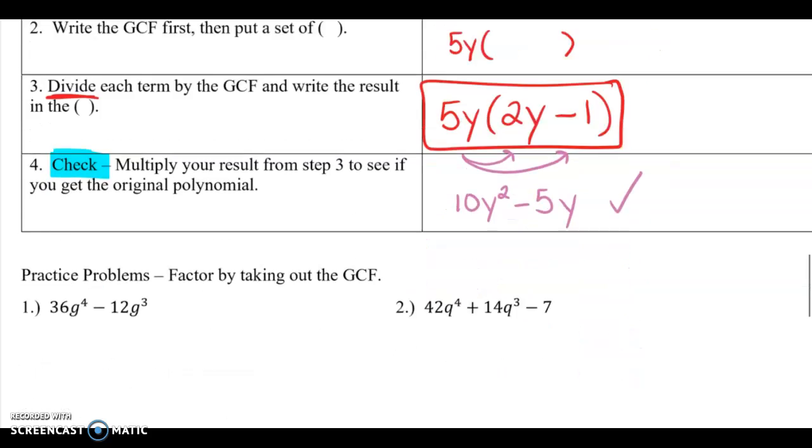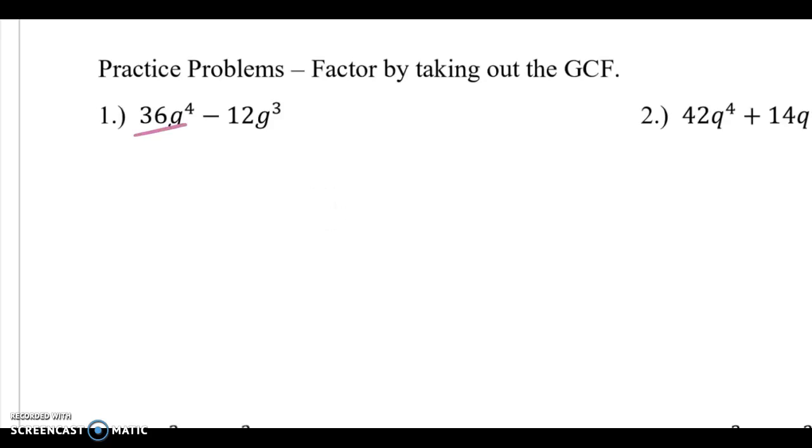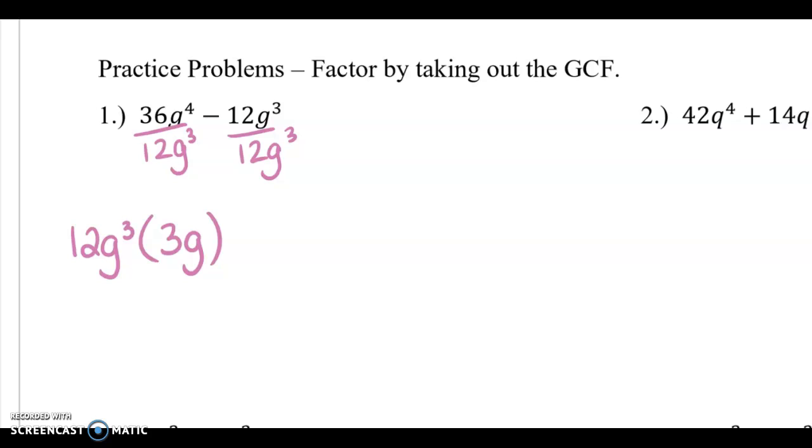All right, let's look at a few more. So looking at this one, I can pull out a 12. Okay, so I'm going to divide these by 12 because that's my GCF, and my lowest exponent of g's is 3. So I'm going to write that on the outside, and then I'm left with 3 and 1g, because I pulled 3 to go on the outside, and there was 4 originally.